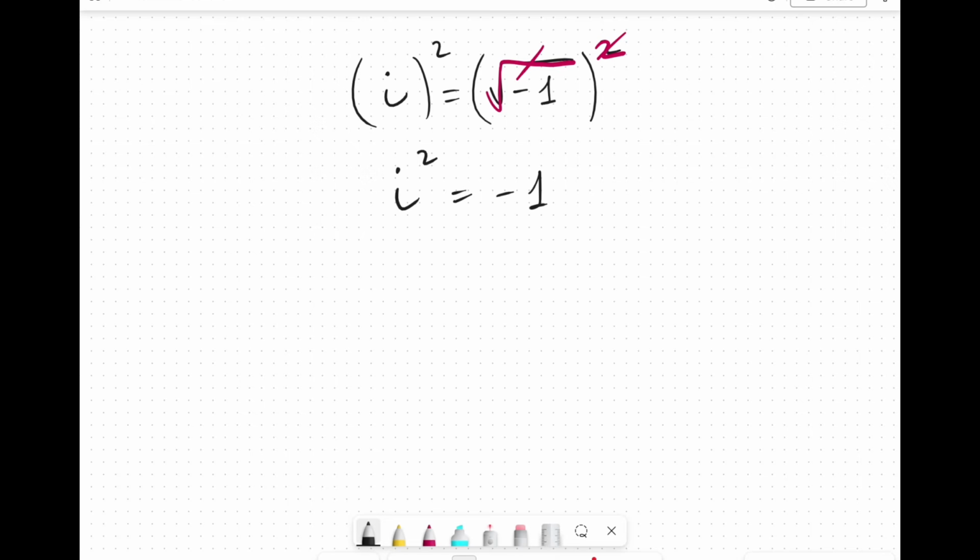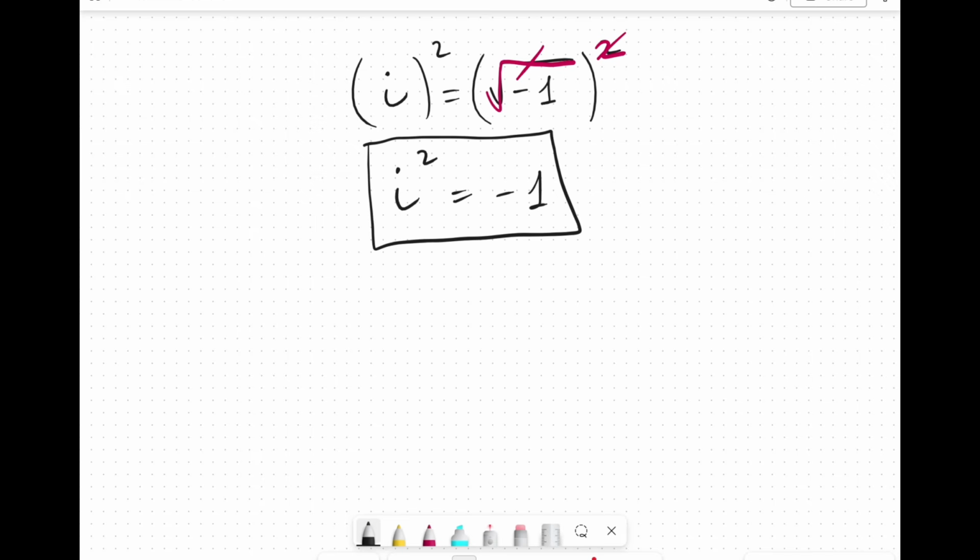This formula is important for multiplication and division of complex numbers because you will see i squared in those questions a lot, and anytime you see i squared, you will be replacing it with negative 1.